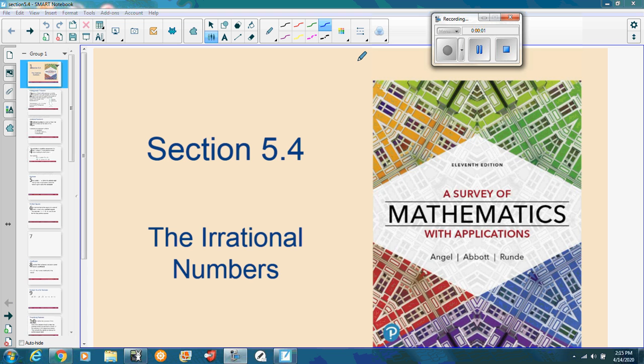Okay, so this is the other section that we're going to do as if we were in class for the session, and it's section 5.4, irrational numbers.